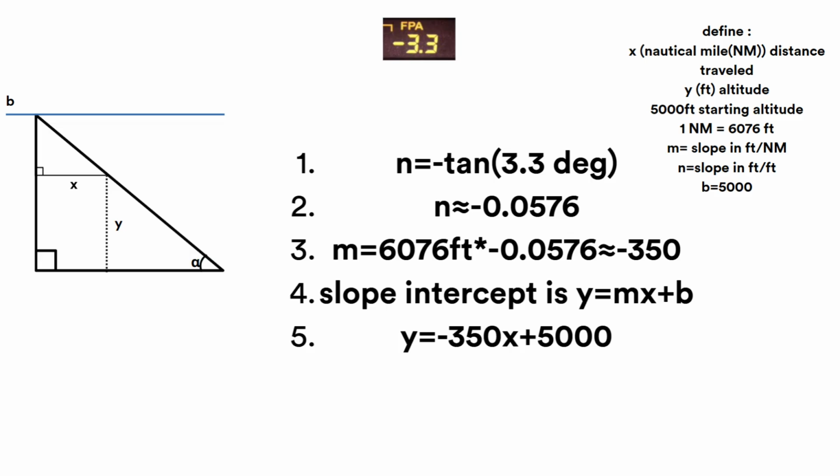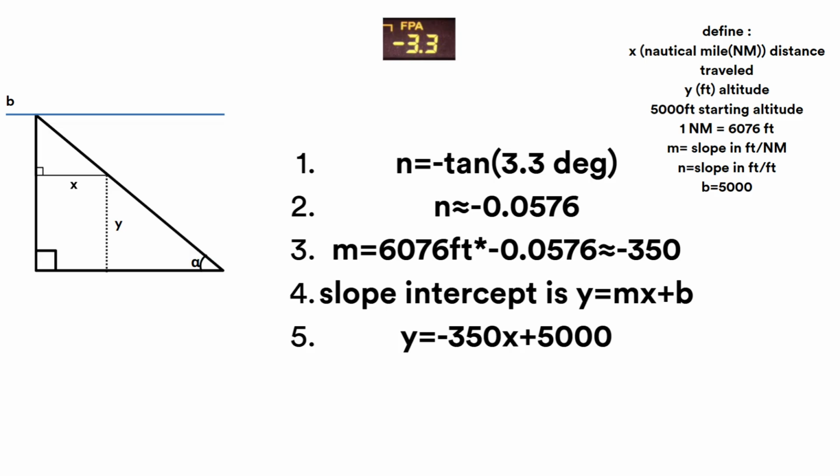X is the horizontal distance traveled since start of descent in nautical miles, y is the altitude in feet, and 5,000 is the altitude at start of descent. We first convert the descent angle into a slope. The intended descent angle is 3.3 degrees downwards, and slope in math means slope equals vertical change divided by horizontal change, or rise over run. For angle alpha, slope equals tangent alpha. Since the plane is going down, the slope is negative. So the slope equals negative tangent 3.3 degrees.